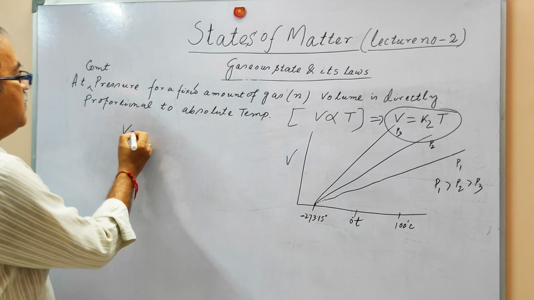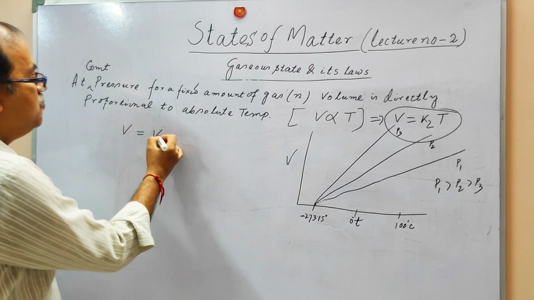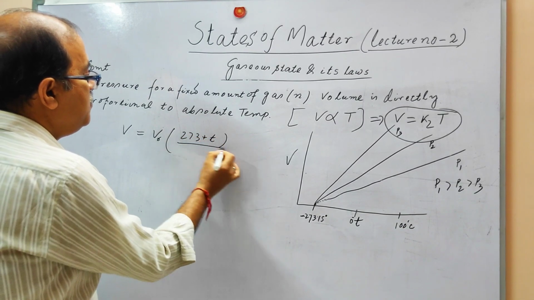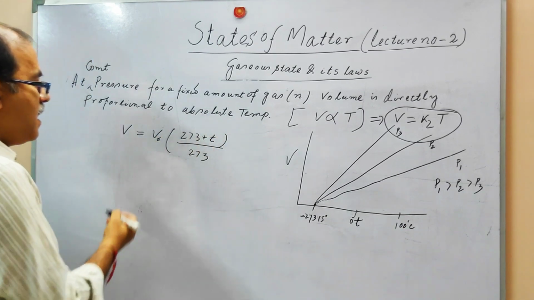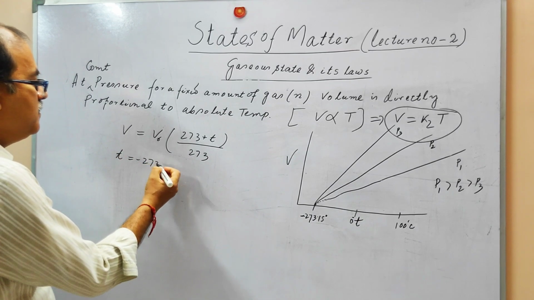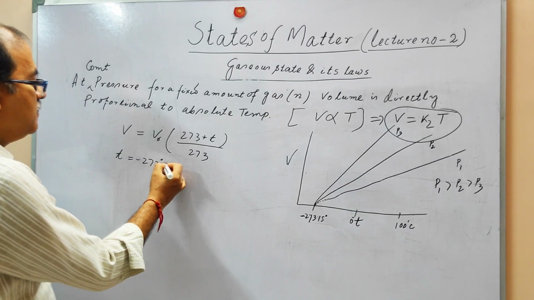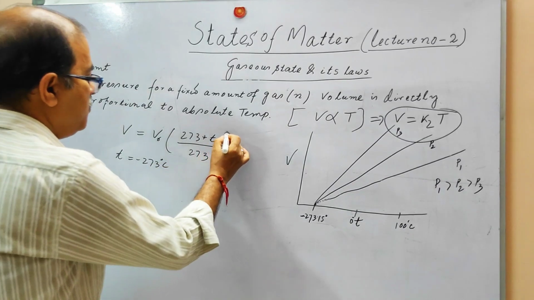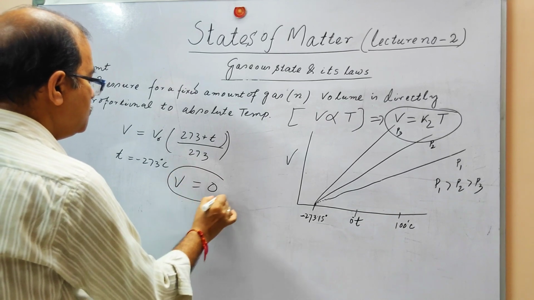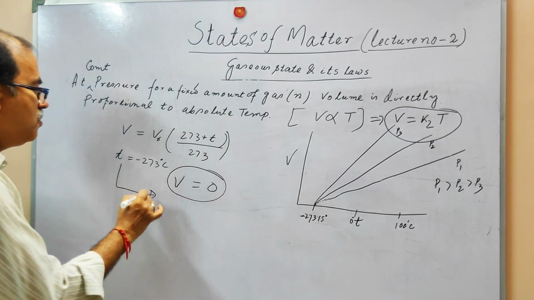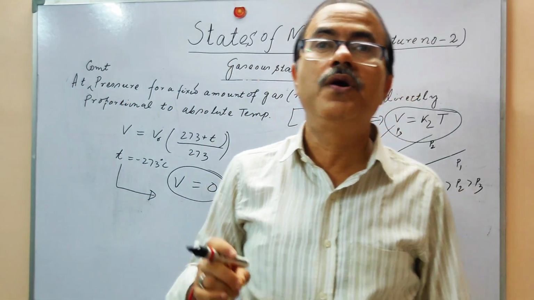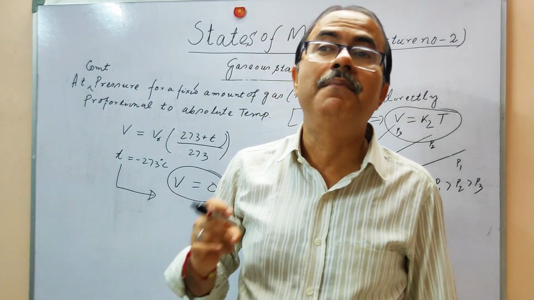And if we put this temperature, V is equal to V0 (273 + T) by 273. And now if we put T is equal to minus 273 Celsius, what is going to happen? V becomes 0. So this temperature is called the absolute temperature, at which the gas no longer exists as a gas; it will become liquid.